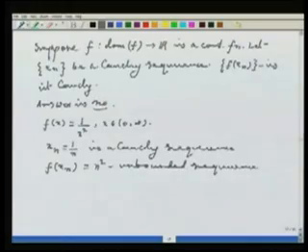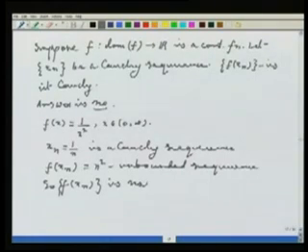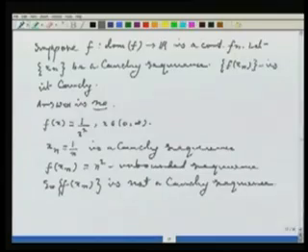And if you remember, we have proved that the first thing a Cauchy sequence does is that it becomes a bounded sequence. But this is an unbounded sequence, so it cannot be Cauchy. So f of xn is not a Cauchy sequence. So in general, it is not true that a continuous function takes a Cauchy sequence to a Cauchy sequence.